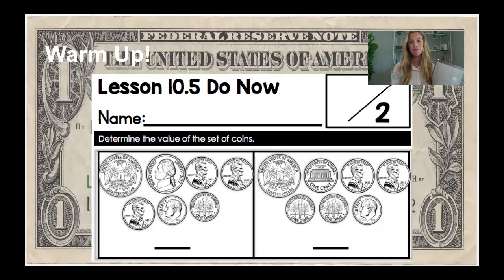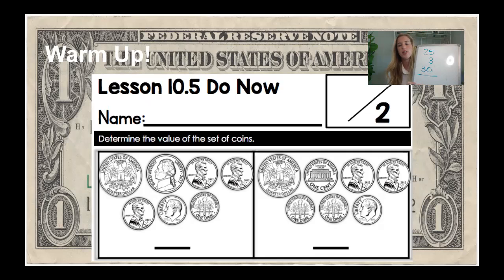All right, the second part of our warm-up. We have a quarter, which is worth 25 cents. We have 3 pennies, which are worth 3 cents. And we have 3 dimes. Now, I notice that when I count by tens, because a dime is worth 10 cents each, and I count 3 tens, I do 10, 20, 30. So using my skip counting skills, I can add up those 3 dimes and I know it's worth 30 cents.